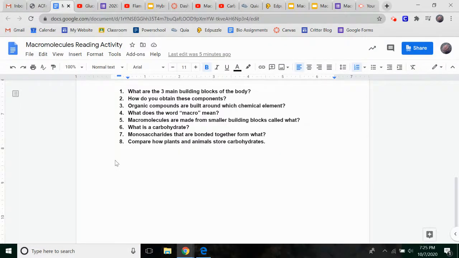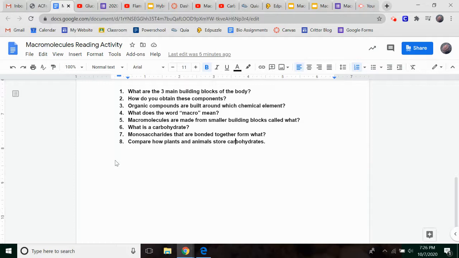You're going to answer number one, what are the three main building blocks of the body? Number two, how do you obtain these components? Number three, organic compounds are built around which chemical element? Number four, what does the word macro mean? Number five, macromolecules are made from smaller building blocks called what?